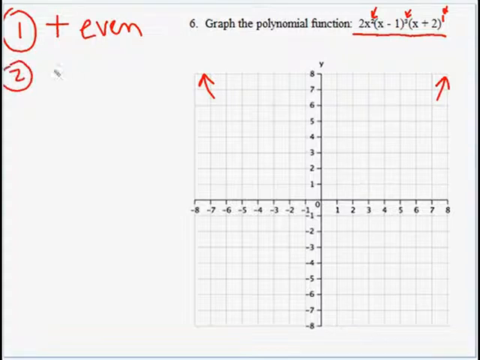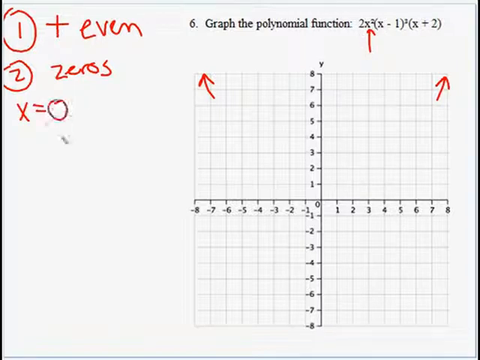2, we are going to have 3 zeros. I can see just by looking at the terms. If I set this equal to 0, it's going to be 2x squared equals 0, and we'll divide by 2 and square root each side and get a 0 at x equals 0. And let's see, the multiplicity is 2, so we are not going to cross the x-axis. We're going to touch and turn around at 0.